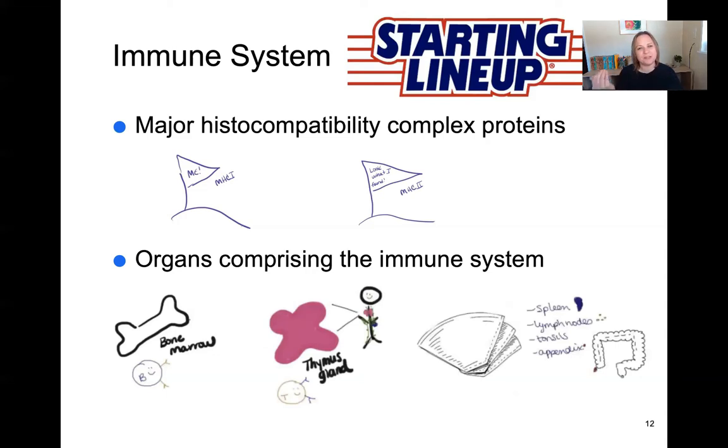And then we have some filters of the body. Our spleen, the lymph system, our tonsils and appendix all serve as filters for our body, kind of like a coffee filter, to filter out any waste material and other things that we don't want floating around in our system. So we have these filters and we have these nurseries of immune cells in our body: the bone marrow, the thymus gland, and then the spleen, lymph nodes, tonsils, and appendix.